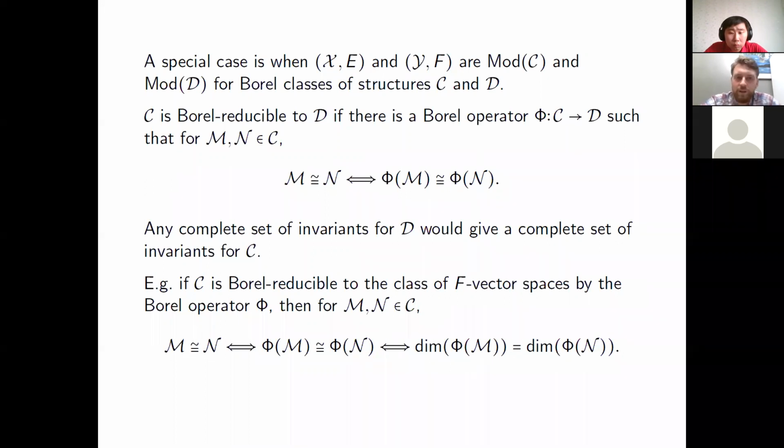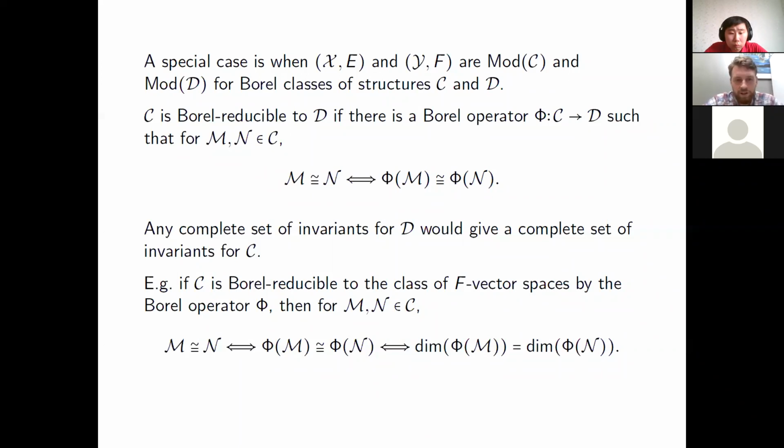So a Borel reduction transforms structures of one kind into structures of some other kind in a way that maintains the isomorphism relation. If C is Borel reducible to D, then that means D is at least as complicated as C, or C is at least as simple as D. Because, for example, if you had any kind of complete set of invariants for D, then you could pull them over to get a complete set of invariants for C.